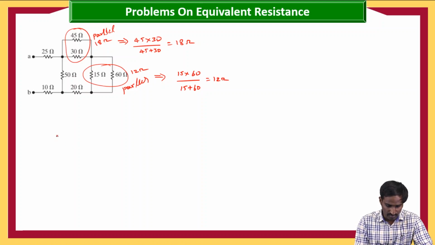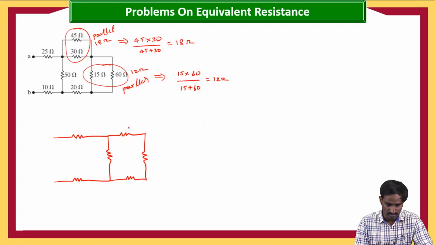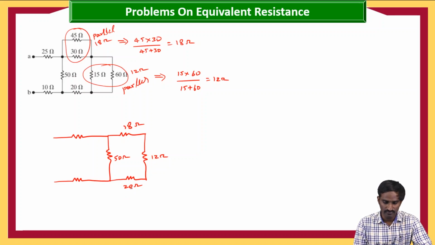Then the reduced network will be this one, and this is 50, and again here it is 10. Then this will be replaced with one resistor, and of course here we will have one more. So this is 18 ohms, here it is 12 ohms, here it is 20 ohms, and here it is 50 ohms. Then 18 plus 12 is 30, and 30 plus 20 is 50. So again these 50 and 50 are in parallel, of course. Let me write here 25 ohms and 10 ohms.